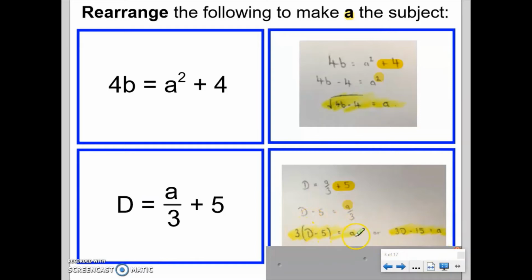When I multiply both sides by 3, I'm left with A, so I've correctly made A the subject. Notice when we multiply d minus 5 by 3, we need to ensure that both of the terms are being multiplied by 3, which is why I've put a 3 on the outside of some brackets. This would be good for my final answer because A is by itself, or I could have expanded the bracket. A would have still been by itself and isolated on one side.